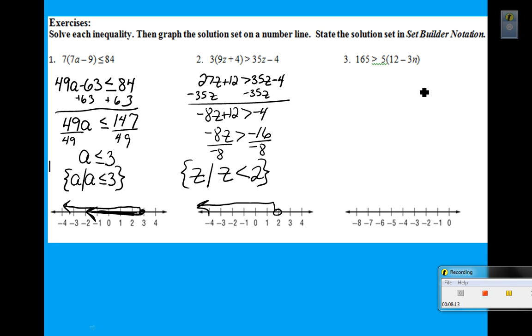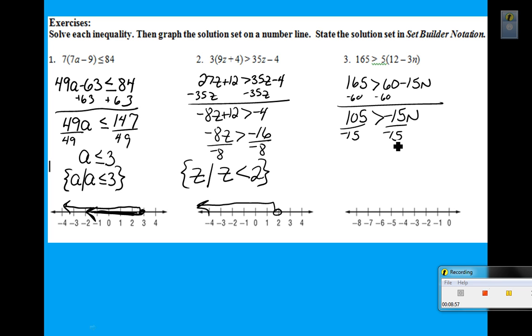Here's my number 3. I kind of purposely flipped this one around a little bit. So I've got 165 is greater than 60 minus 15n. We need to get our variable by itself, so let's subtract 60 from both sides. So now I've got 105 is greater than negative 15n. Let's divide both sides by negative 15. Hey, now here comes my pause. Since I'm dividing by a negative number, I need to flip the sign. So I'm going to have negative 7 is less than n.